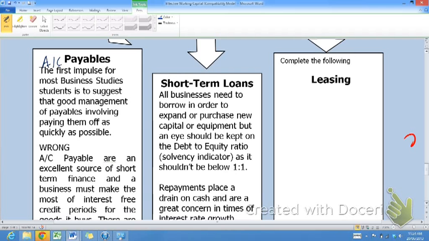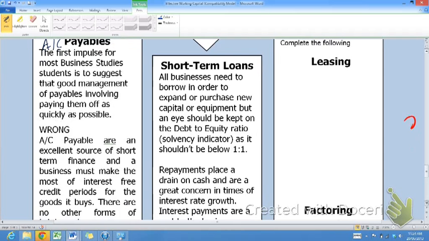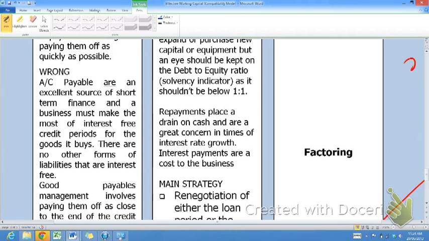As I said before, accounts payables are an excellent source of short-term finance, and remember that the more you use accounts payables, the less you have to actually use cash. Yes, I know it has to be paid off eventually, but these are an excellent source of short-term finance, okay? And what you need to do is make use of those interest-free credit periods. If someone's going to give you 30 days interest-free, then leave your money in a bank earning interest and pay it at the end of that period. If you can manage it well, it's actually a good source of finance.